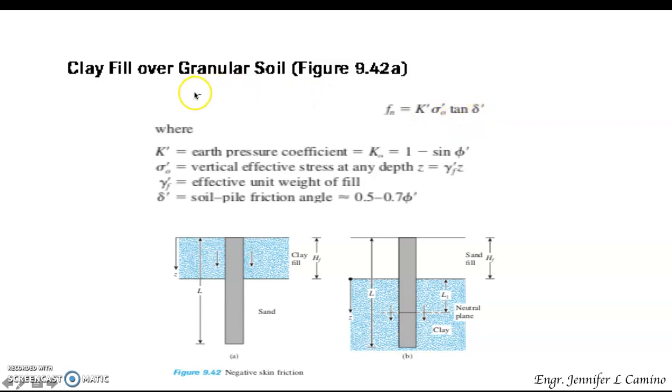This is for a clay fill over granular soil. So, our F sub n is equal to this expression. K prime is the earth pressure coefficient, which is equal to 1 minus sine phi prime. This is our vertical effective stress at any depth z. This is the effective unit weight of the fill, and delta prime is the soil-pile friction angle, which is approximately 0.5 to 0.7 of the angle of friction.